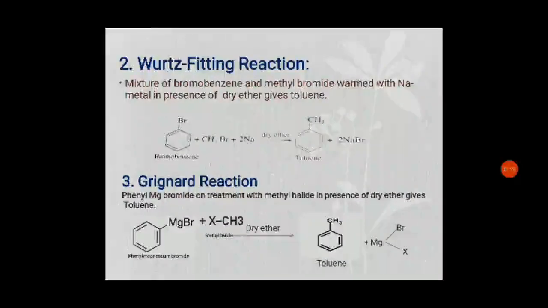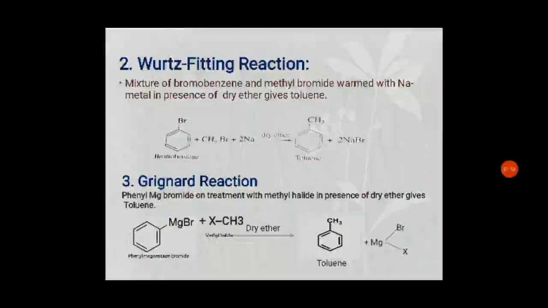Another method of preparation is the Wurtz-Fittig reaction. Here the mixture of bromobenzene, that is aryl halide, and methyl bromide, that is alkyl bromide. Bromobenzene means aryl bromide, and methyl bromide means alkyl bromide. This mixture is treated with sodium metal in the presence of dry ether.